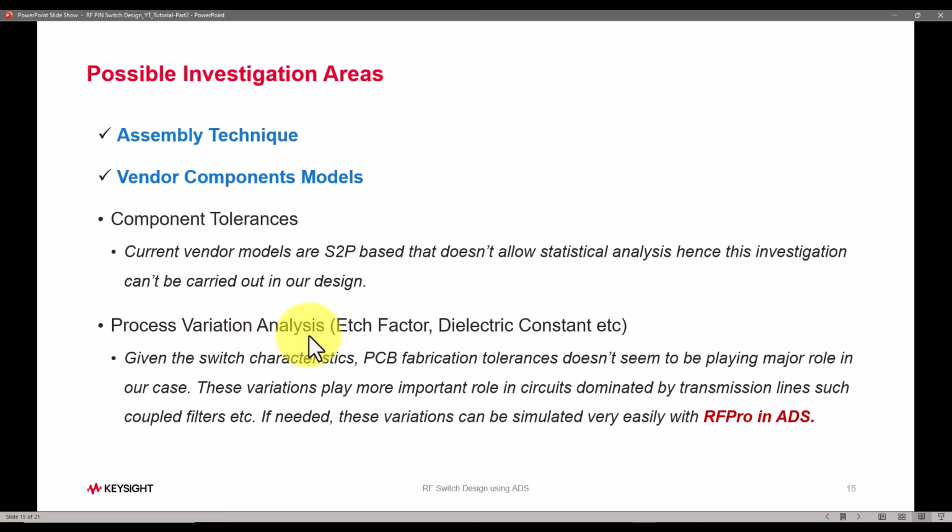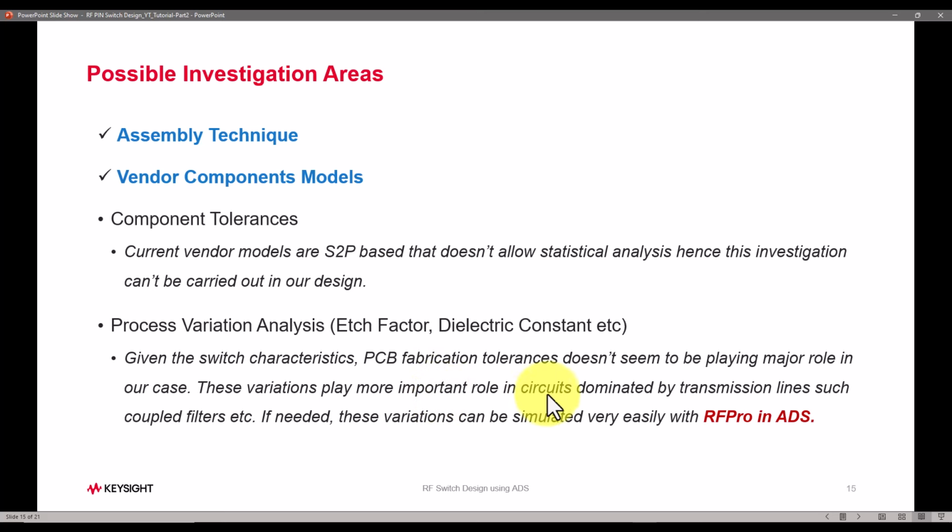But this variation, while they may be there in real life, for our switch, is it valid? Now if you look at our switch design, it is more dominated by L and C, and PCB is only playing a very small part of it. It is introducing additional loss, but by having a little bit of edge factor, a little bit of dielectric constant variation, we are not expecting to see a huge change in our circuit performance. It's more of L and C based performance variation.